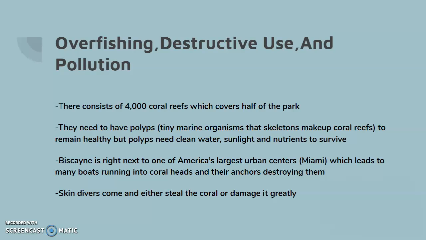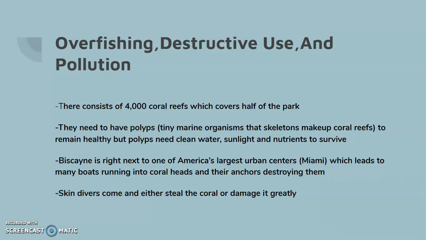But to remain healthy, coral need to have polyps, but polyps need clean water, sunlight, and nutrients to survive. So if pollution continues to happen, they won't have clean water and probably not many nutrients, so coral reefs could stop growing, which would be really bad for the fish species that live there.